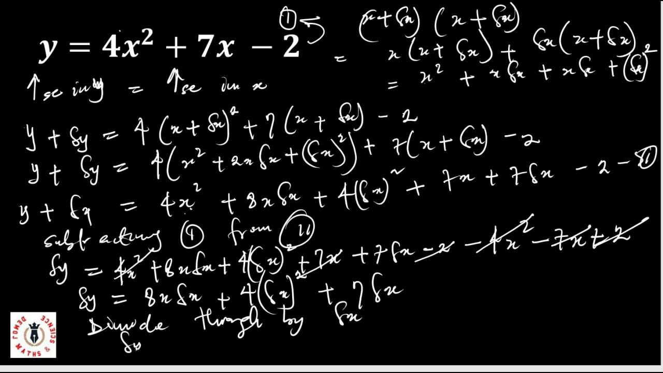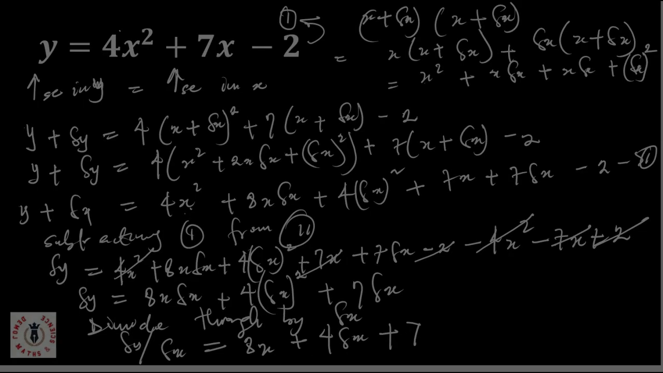So that I'll have delta y over delta x now equals to, if you divide 8x delta x by delta x, you'll be left with 8x plus 4 delta x, because I have delta x squared here. If you divide, one will go, then I'll have 4 delta x. I have 7 delta x divided by delta x, I'll be left with 7. Now let me call up a fresh page.